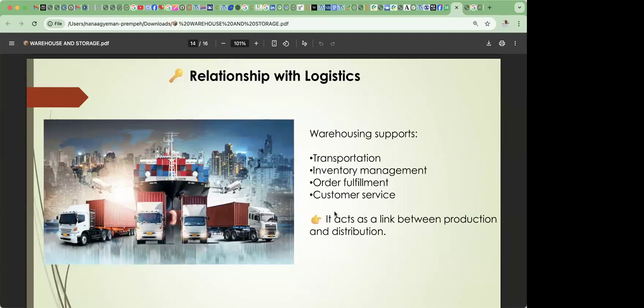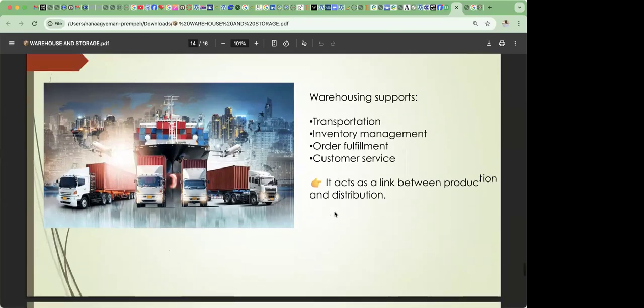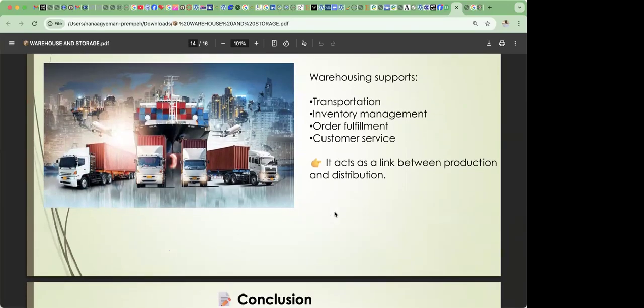Customer fulfillment or order fulfillment, customer service. What's the relation between warehouse and customer service? You should be able to say something, right? Or the relationship between warehousing and distribution management. What's the relationship? You should know that. I'll ask you that. Okay?